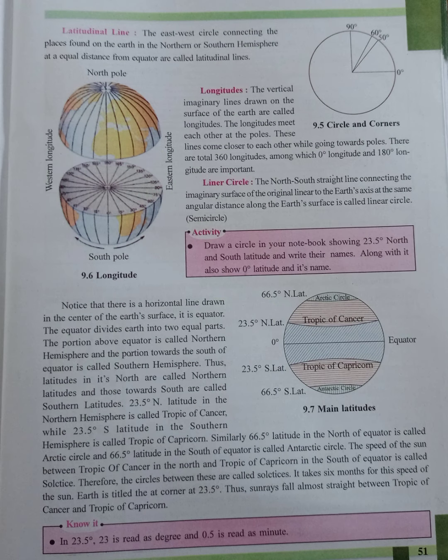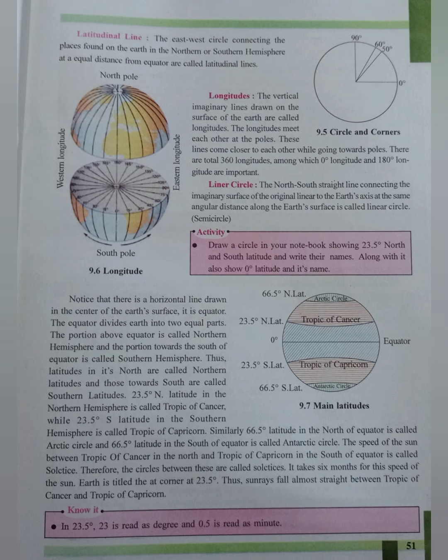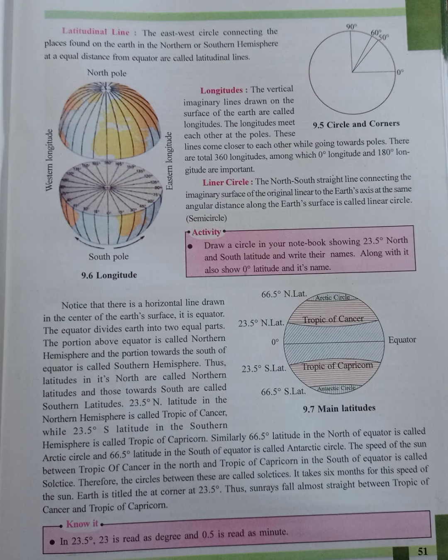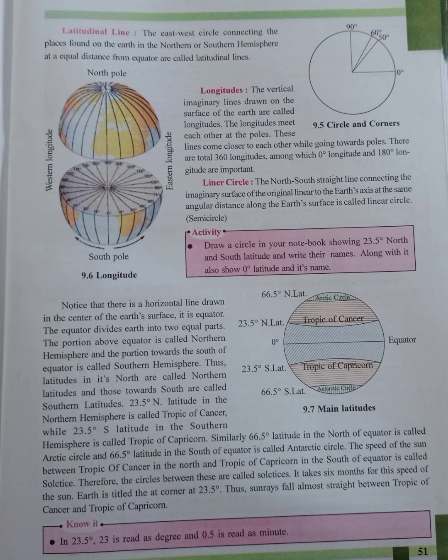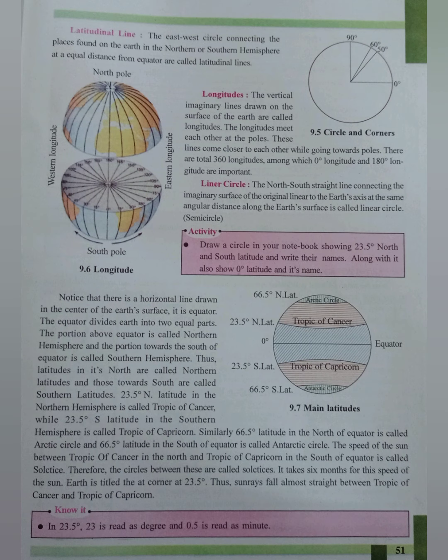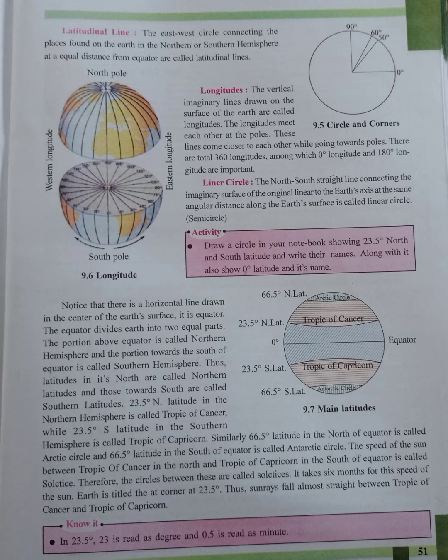The area to the north of the equator is called the northern hemisphere and the area to the south of it is called the southern hemisphere. The northern latitude at 23.5 degree from the equator is called the Tropic of Cancer and the southern latitude of 23.5 degree from the equator is called the Tropic of Capricorn. The northern latitude of 66.5 degree to the north of the equator is called the Arctic Circle and the southern latitude of 66.5 degree to the south of the equator is called the Antarctic Circle.